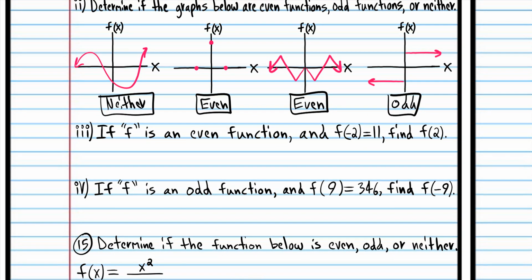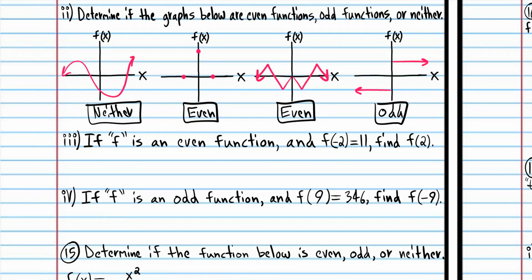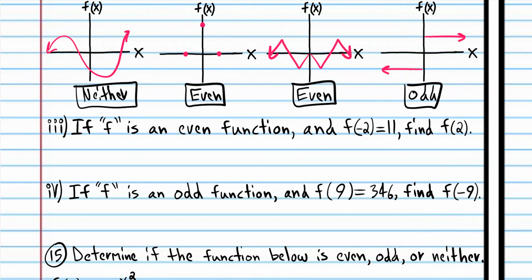Okay, so part 3, it says if f is an even function and f of negative 2 is 11, find f of 2. So if the function is even, that means the graph is symmetric about the y-axis. So if you have the point negative 2, 11, which is what this information tells us, because the graph of the function is symmetric about the y-axis, you should also have the point 2, 11. Okay? So what that means is if your x value is 2, then your y value is 11. That's it.